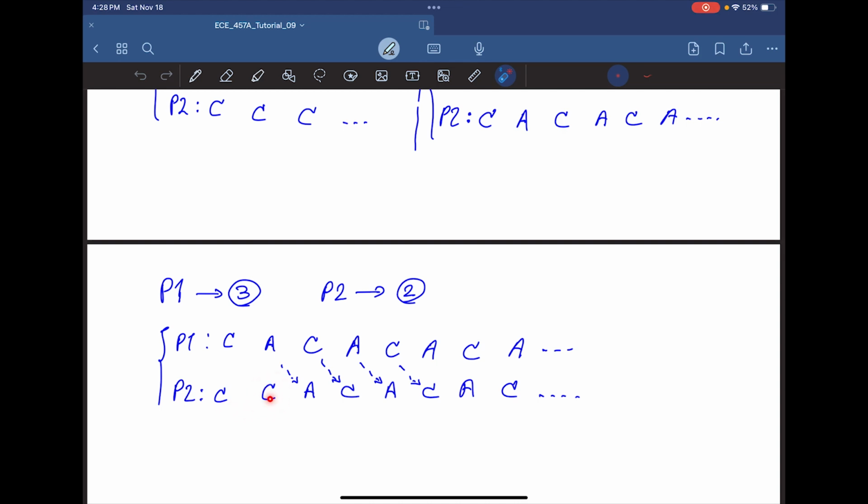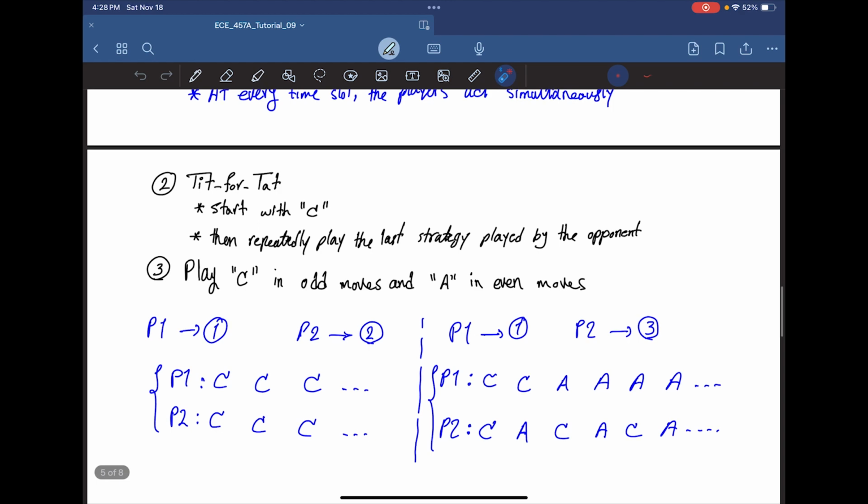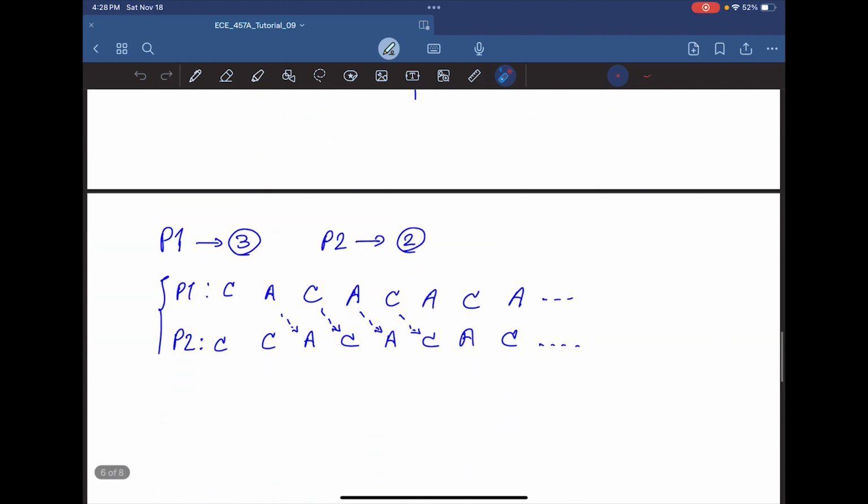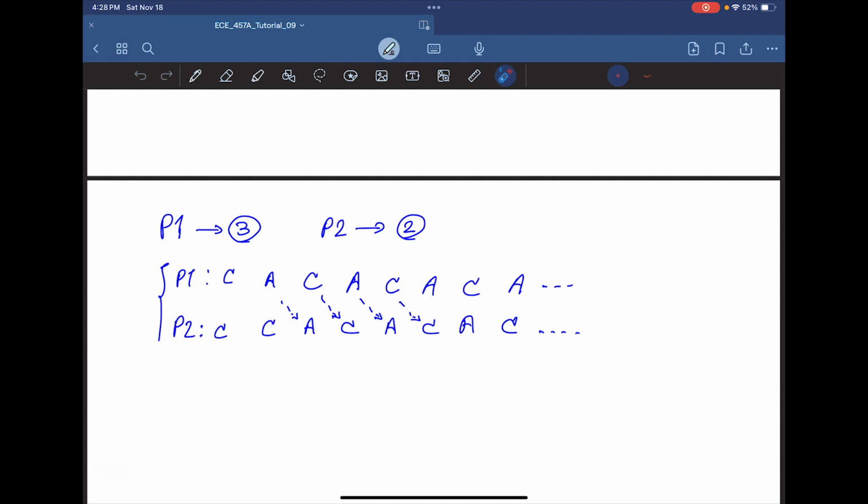the second move is C because it says to repeatedly play the last strategy played by the opponent. So this one is the last strategy played by the opponent. And for time slot number 3, this one is the last strategy played by the opponent. So that will be the current strategy for player number 2, and so on and so forth. Then we can get the summation, add them up, and see which one gets the highest payoff.